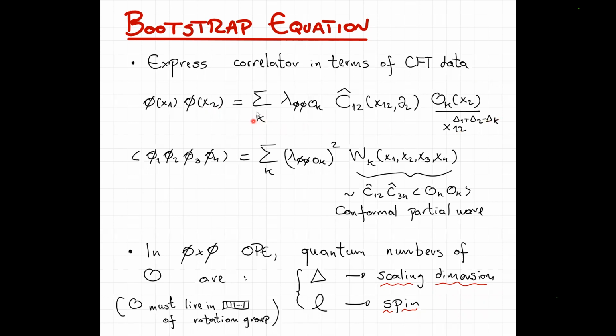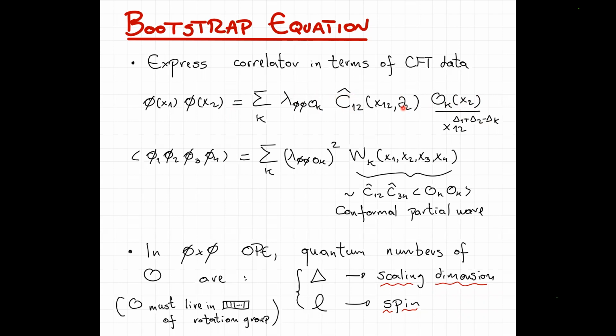The important thing is that we have to sum over all possible primary operators. So here they are, these O_K, labeled by K. This is some kinematical factor. Here's the OPE coefficient. And then there's this differential operator, which acts here. The role of this differential operator is that we want to group operators into primaries and descendants.